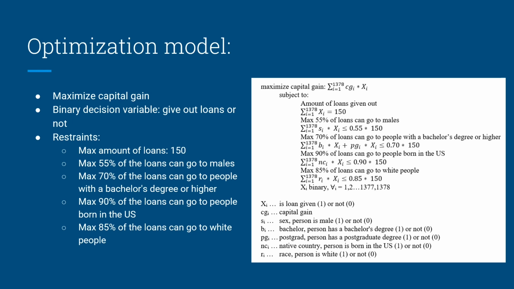In order to ensure the aforementioned diversity of the loans, some restrictions are in place. These are that a maximum of 150 loans can be given out, of which a maximum of 50% can go to men, a maximum of 70% can go to people with a bachelor's degree or higher, a maximum of 90% can go to people born in the US, and a maximum of 85% can go to white individuals. On the right side of the slide, we see the alternative formulation of the model, which contains all the restraints. There you can also see the total number of applicants, which is 1,378.